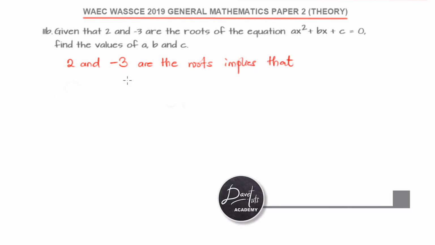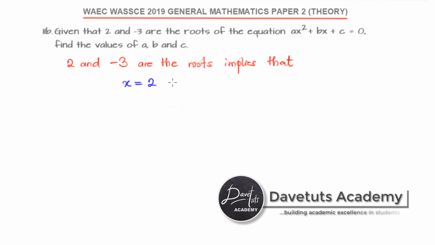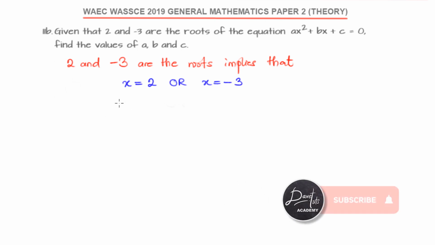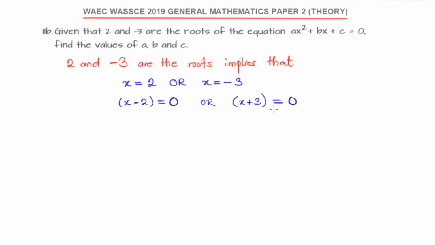Given that 2 and minus 3 are the roots of the equation ax raised to the power 2 plus bx plus c is equal to 0, we have to find the values of a, b, and c. Now, 2 and minus 3 being the roots implies that x is equal to 2 or x is equal to minus 3. Okay, so what we need to just do is to work in the reverse order as if we are solving our quadratic equation, but now we are going to go in the reverse order. So from here, you can say x minus 2 is 0 or x plus 3 is equal to 0 when we move those values to the left-hand side.